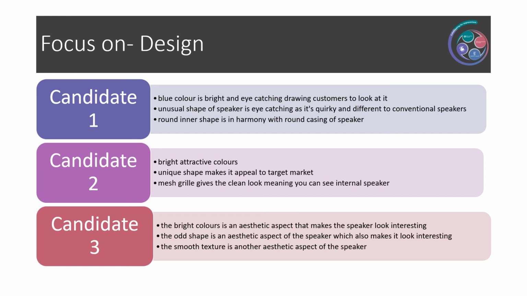Candidate 3 said, the bright colours is an aesthetic aspect that makes the speaker look interesting. The odd shape is an aesthetic aspect of the speaker which also makes it look interesting. The smooth texture is another aesthetic aspect of the speaker. Let's now look at the marking instructions and where these candidates got given marks.